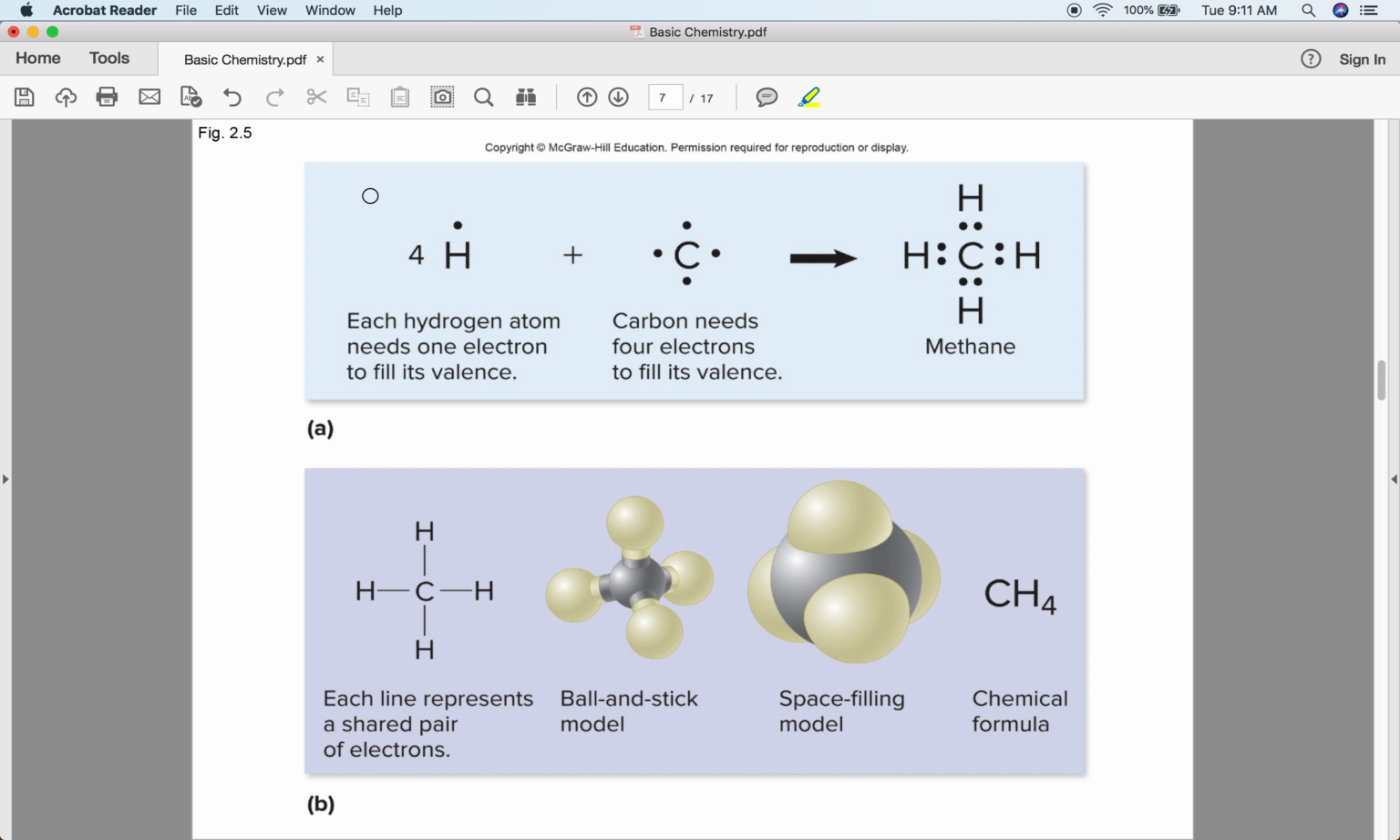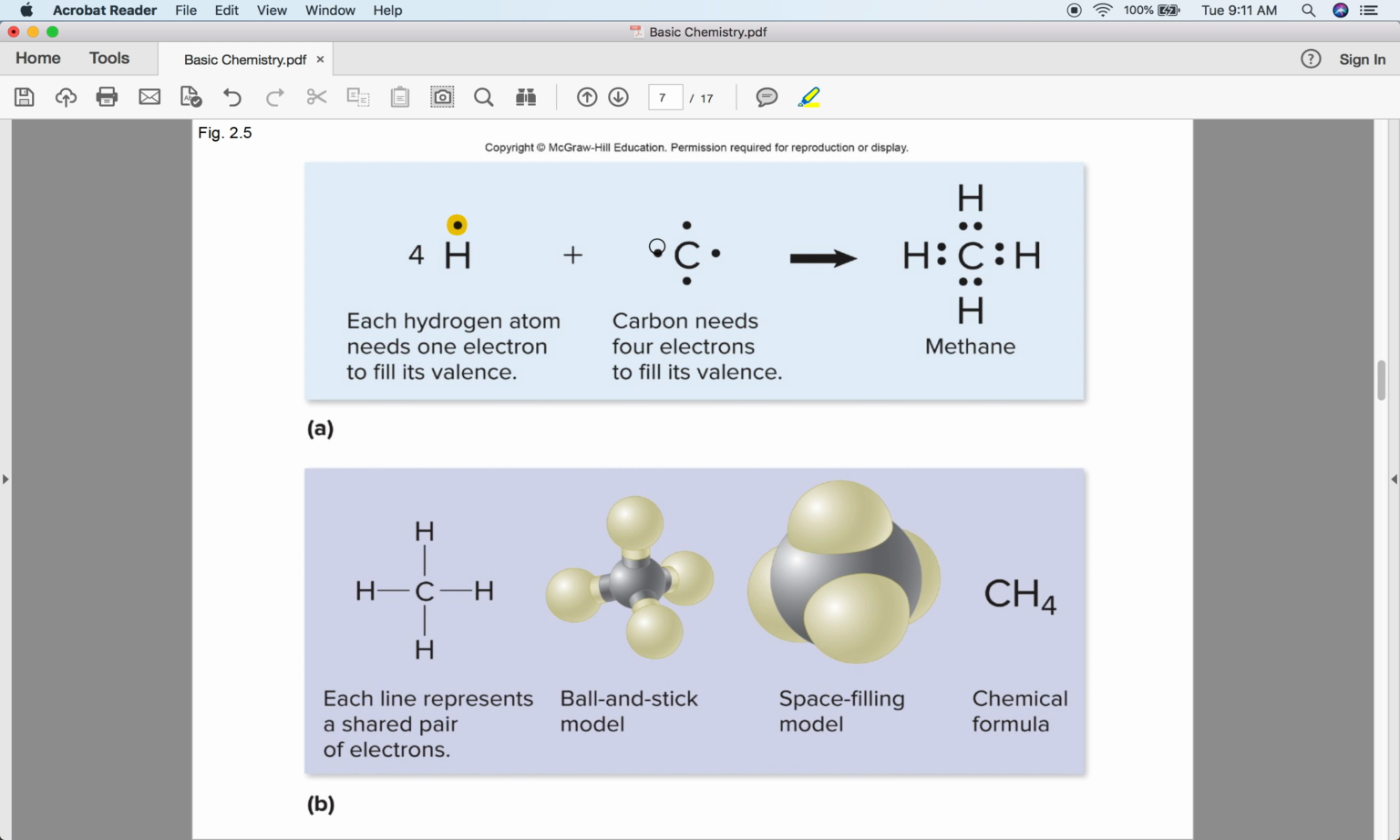Now the next type of bond I want to discuss is a covalent bond. A covalent bond shares electrons. Here we have hydrogen, a very small atom in terms of the number of protons and electrons. It has just 1 shell on the very inside, and it's not full. The carbon has 4 valence electrons, and therefore it needs to gain 4.